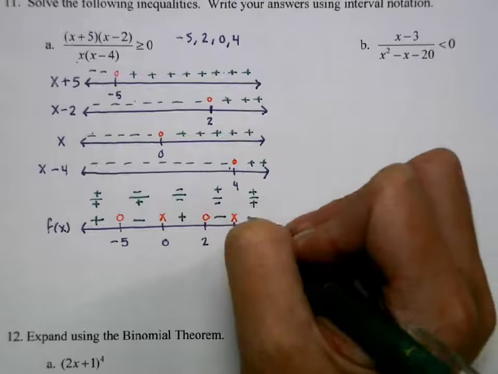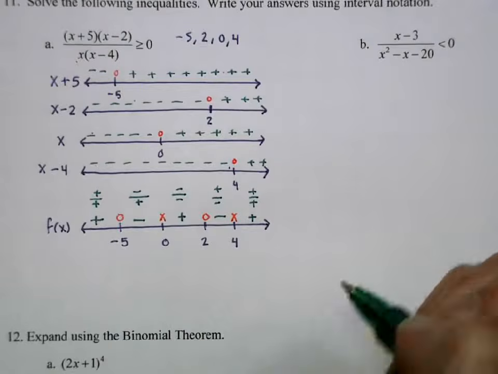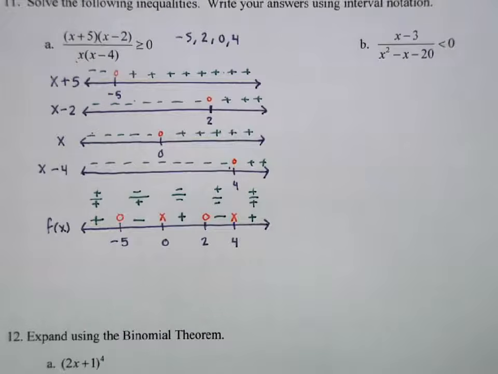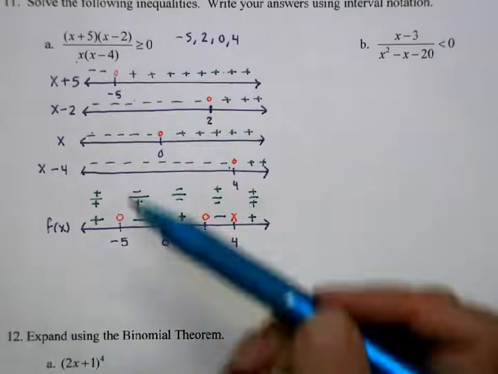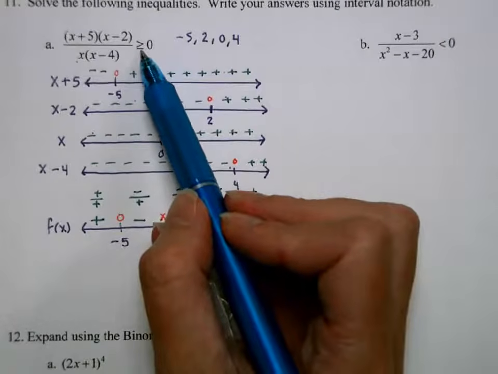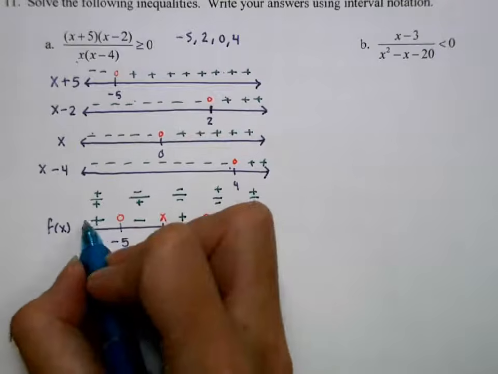Then we want to select our winners. Okay, we want this to be greater than or equal to 0. So greater than is going to be the values where we got positive values.